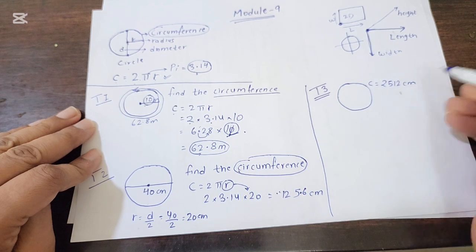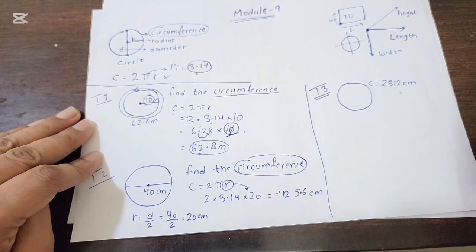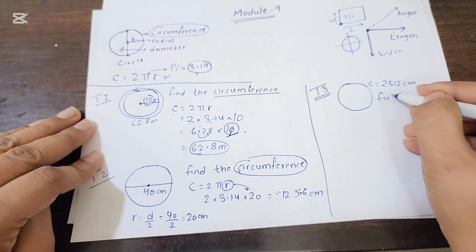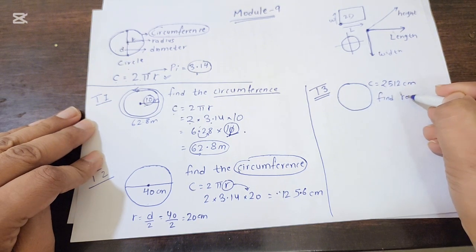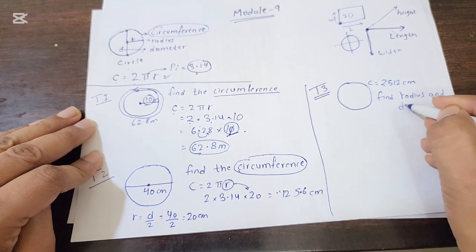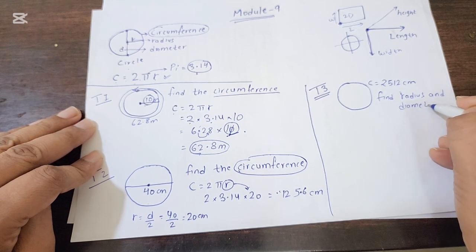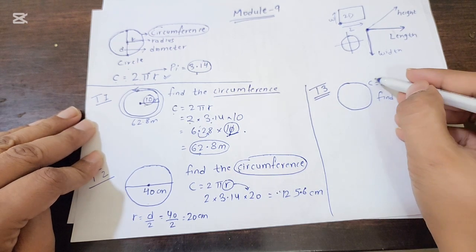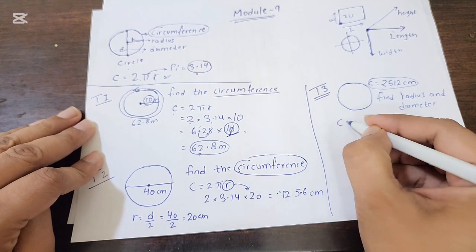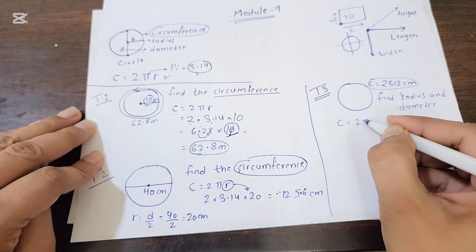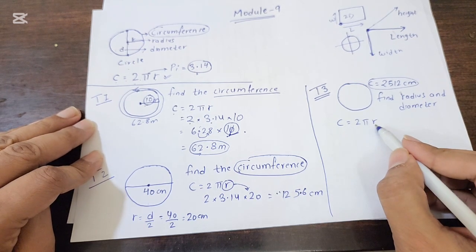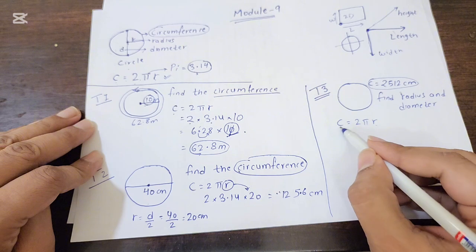2512 centimeter. This is the circumference. Now using this circumference we have to find both the radius and the diameter. Remember, whenever we are talking about the circumference, the formula will be the same: C is equal to 2 pi r.